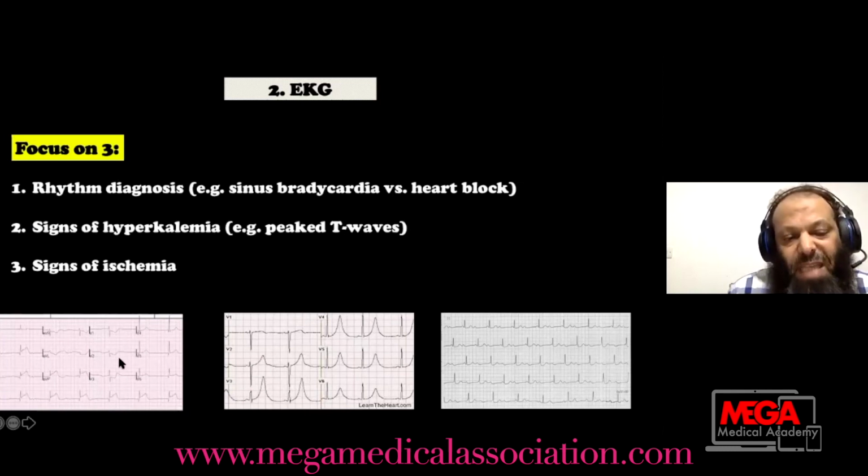So for this example, this is an inferior STEMI with significant bradycardia here. This is one of the common causes of sinus bradycardia, junctional bradycardia, or even AV block.